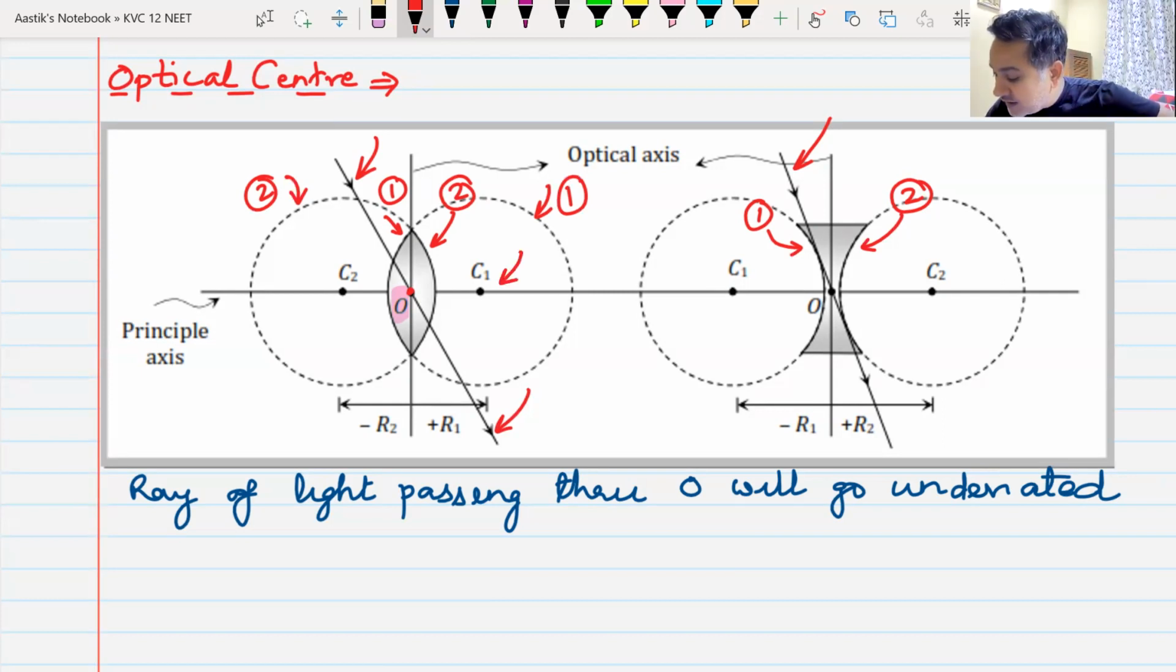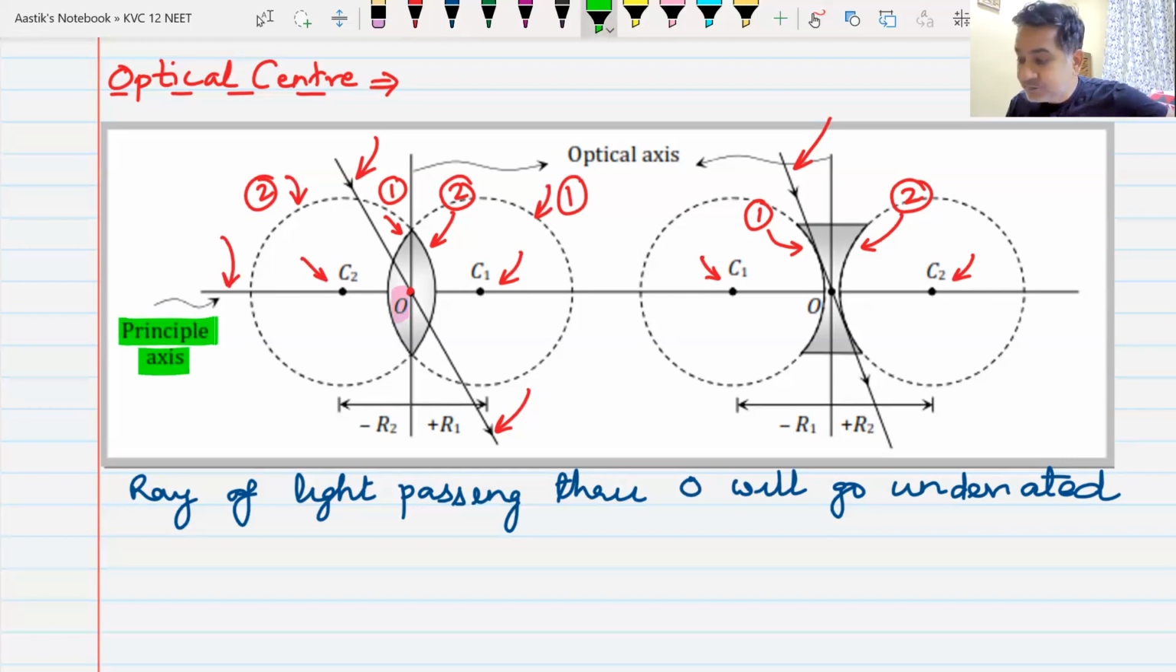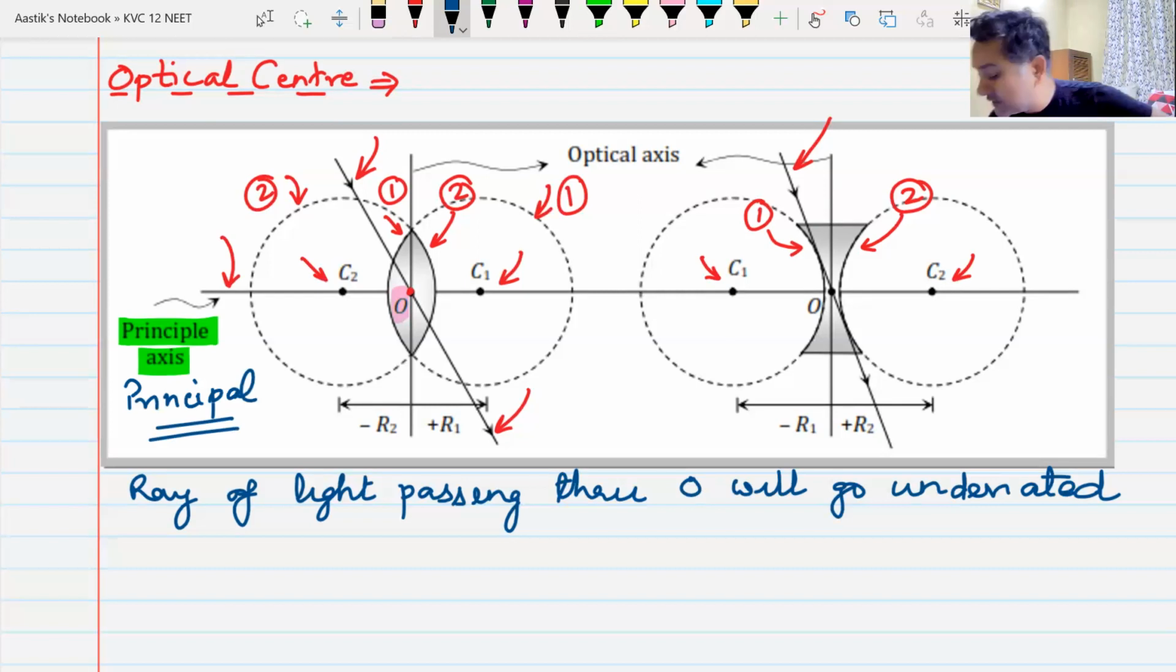Both these spheres have one center each, C1 and C2. Do you see the centers C1 and C2? Here also C1 and C2. These are the centers of curvature of the spherical surfaces. Do we understand this? Yes, sir. The line joining these two points is known as the principal axis. The spelling should be principal. Principal axis is a line joining the two centers of curvature. Do we understand this? Yes, sir.